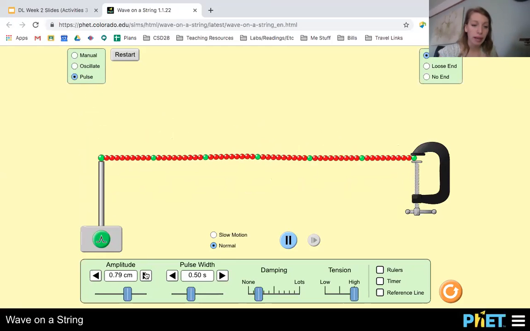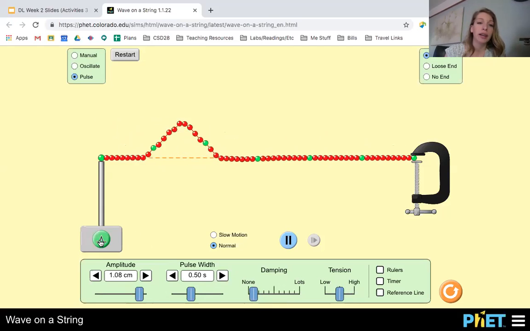You can play around with the amplitude, so I would recommend ramping that up so that you can actually see a high amplitude. I'd also recommend lowering your tension so that when you make a wave, it can actually move a little bit more freely. And I would turn down the dampening so that your wave can travel for more than at least one turn without it kind of dampening out and losing energy. So that's all just energy dissipating. You can turn it down to slow motion to see it happen really slowly.